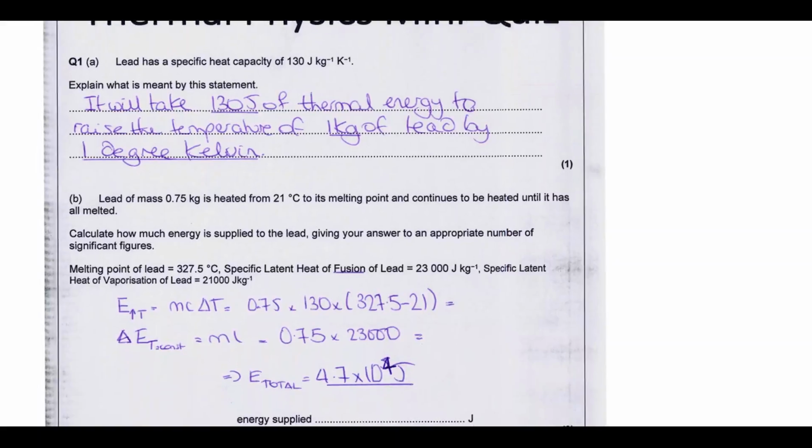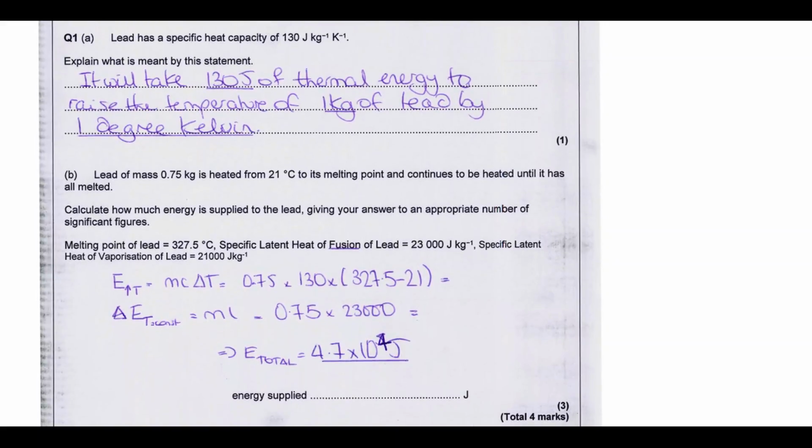So what it says here is we've got lead has a specific heat capacity of 130 joules per kilogram per Kelvin. What does that statement actually mean? So what that actually means is it would take 130 joules of thermal energy to raise the temperature of 1 kilogram of lead by 1 degree Kelvin. So what we're looking at there is really what the definition of specific heat capacity is.